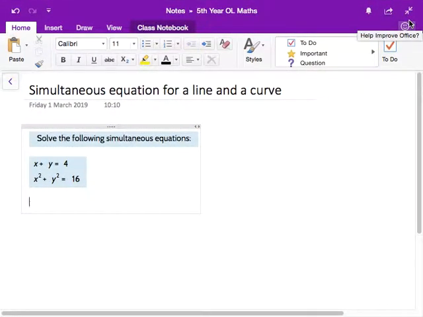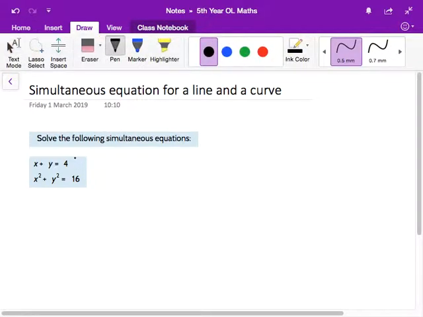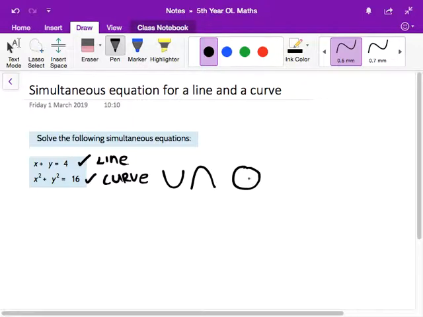Okay, so simultaneous equation for a line and a curve. It's a line and a curve because this one has no squares, so it's linear or it's a line, and this one has squares, so it's some kind of a curve, which might be a quadratic curve or it might be a full circle or something like that. But either way, it's a curve of some kind. So your first step is to take the linear one and rearrange it.